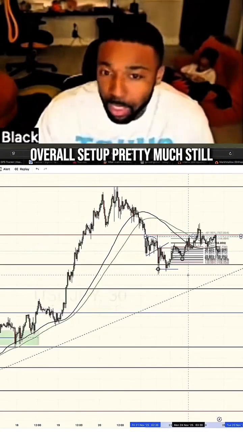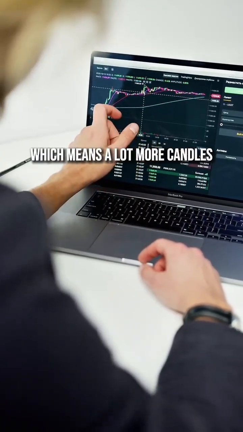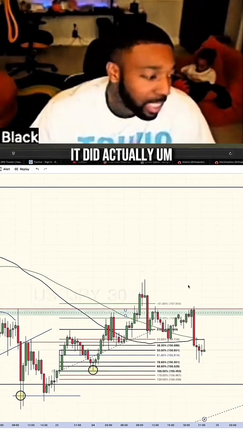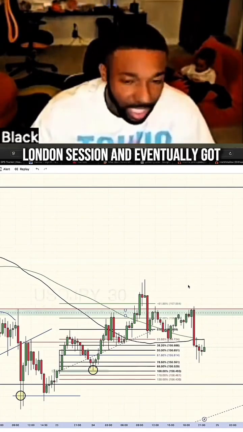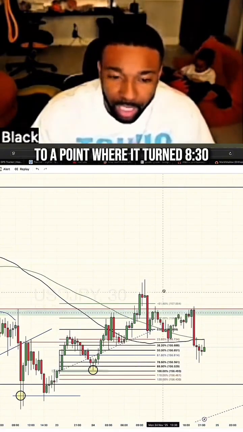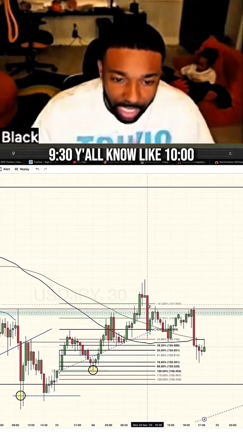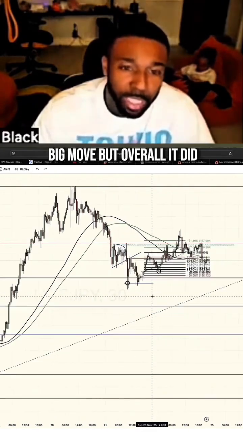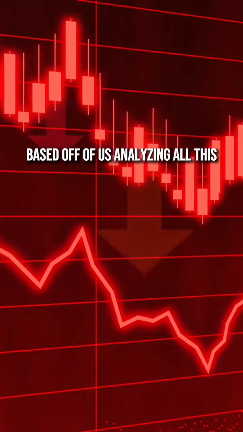Overall, the setup still played out nice. It took a lot longer to play out, which means a lot more candles and a lot more consolidation. The time span it happened in was around the Asian session, London session, and eventually got to 8:30, 9:30. Y'all know 10 o'clock, 10:30 is always some sort of big move. But overall, it did maintain the main trend, which was more bearish based off of us analyzing all this.